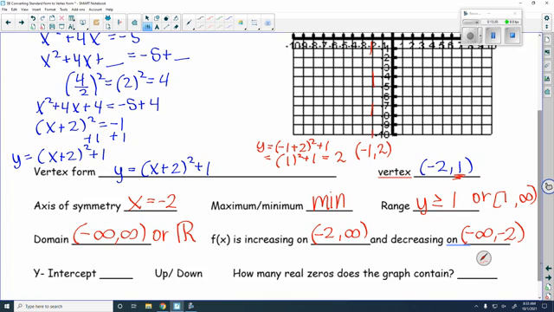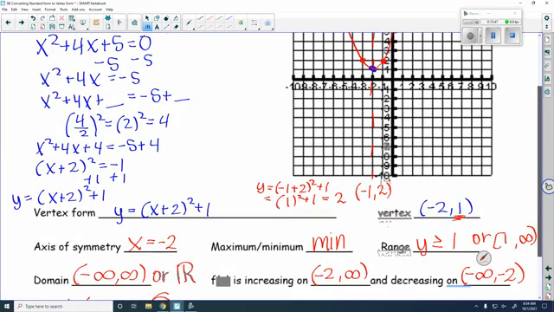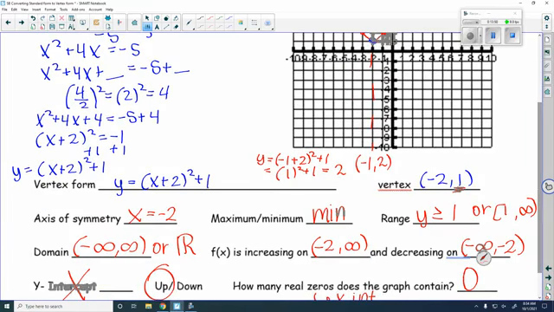We're going to skip the y-intercept because we haven't talked about that, and I don't want to open up another can of worms. Is this graph facing up or down? Okay, and the last question. How many real zeros does this graph contain? What is another word for zero? Yes. And how many x-intercepts are there? None. This graph never hits the x-axis. None. Beautiful. Great job.